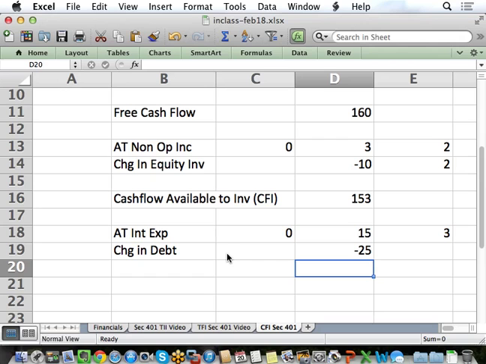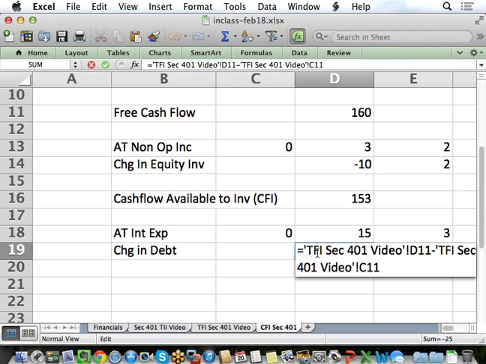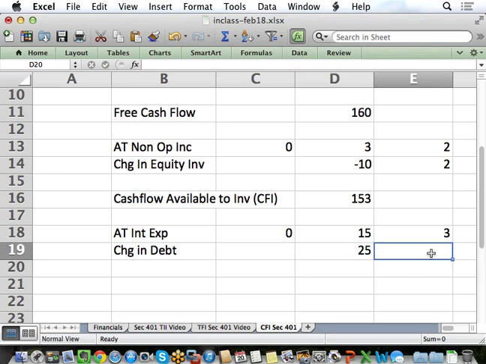On this side of the statement, should that be a positive or negative number? It should be a positive number. Because just like the interest expense, I'm giving cash to the debt holders. So I'm reducing my principal by 25. So therefore, I need to flip the sign. Okay. Last, that was the last of the debt impacts. Last part is the equity impacts.